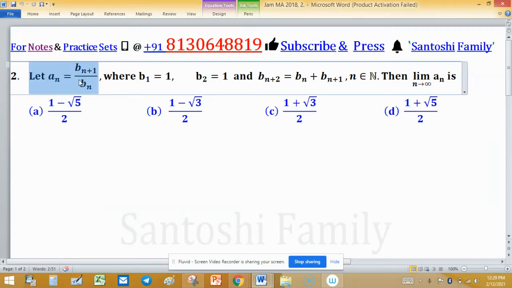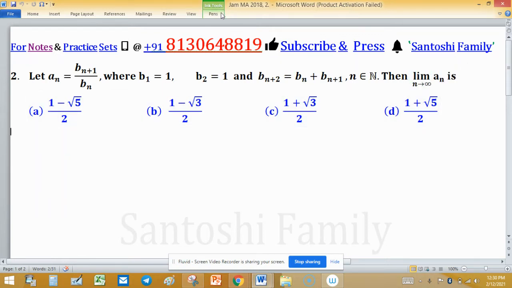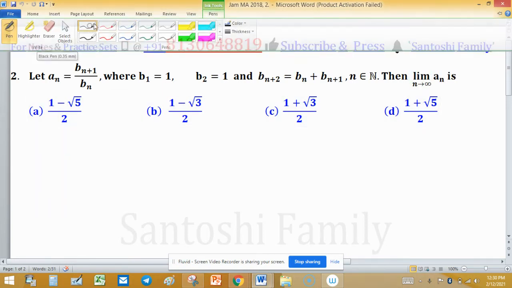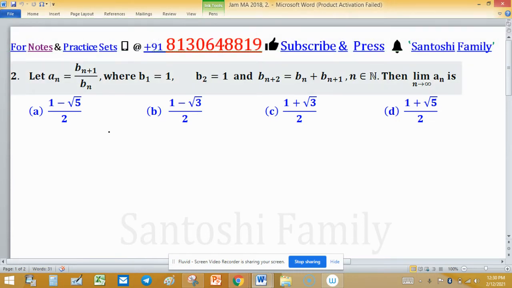Let a_n equal b_(n+1) divided by b_n, where b_1 equals 1, b_2 equals 1, and b_(n+2) equals b_n plus b_(n+1) for all natural numbers. This means each term is the sum of the previous two. Then the limit of a_n is? And the limit is unique, so only one option will be true here.